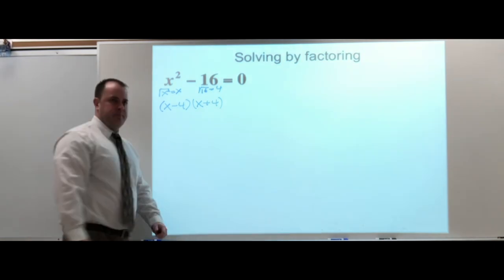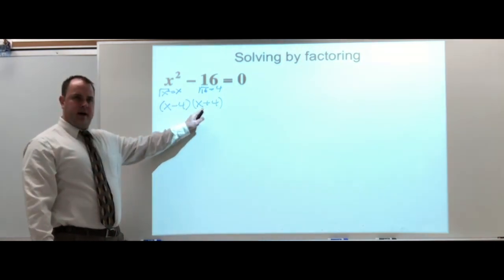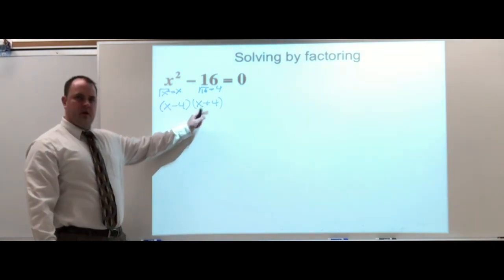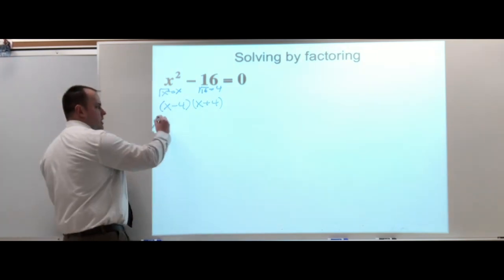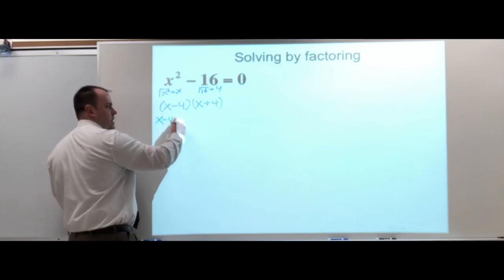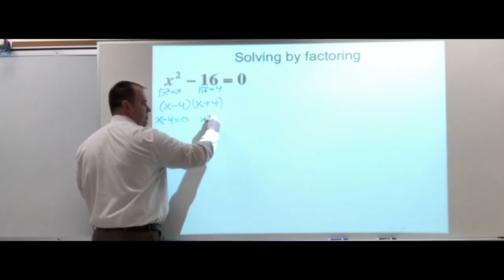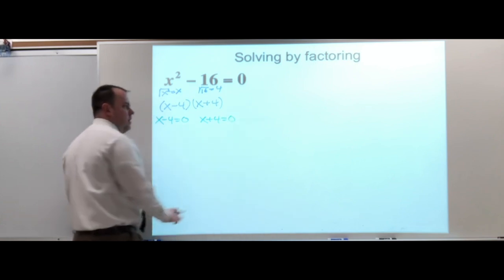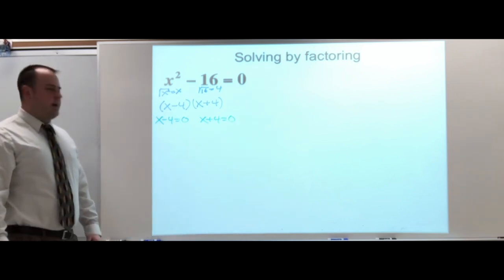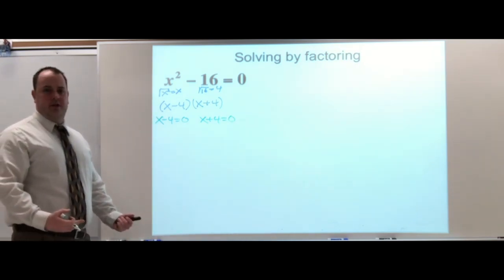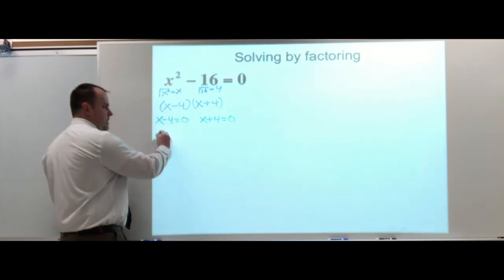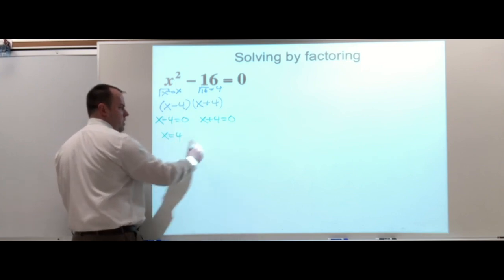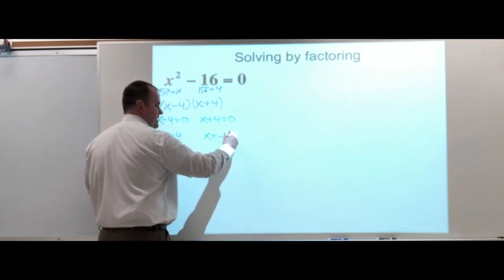Now the solving part, this is where we're going to get our x values. We have two pieces here, so we're going to solve both of those and make them equations equal to 0. X minus 4 equals 0, x plus 4 equals 0. And this is how we're going to get our value of x, solving those equations. Usually the equations aren't that bad. They're usually pretty small. So if we're going through this and solving, x equals 4, x equals negative 4.